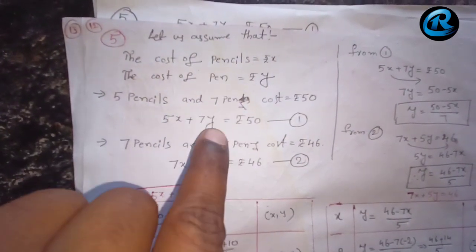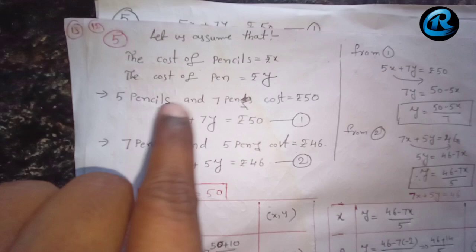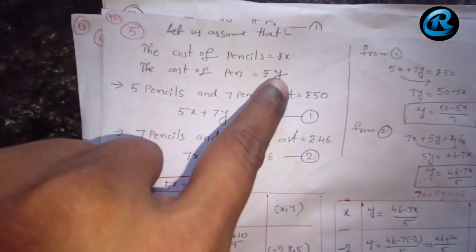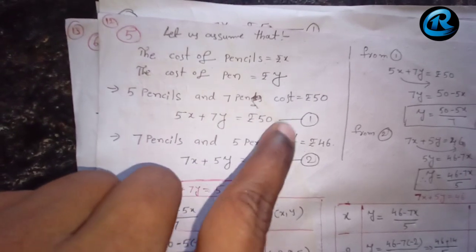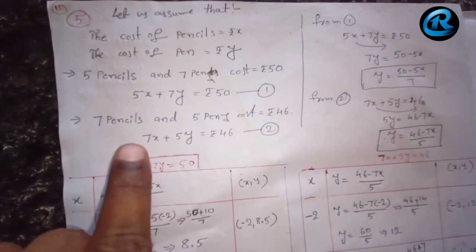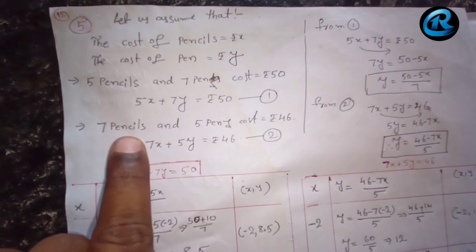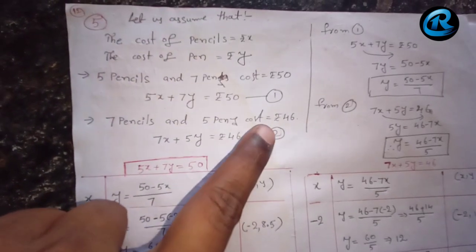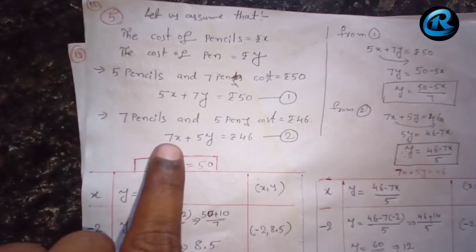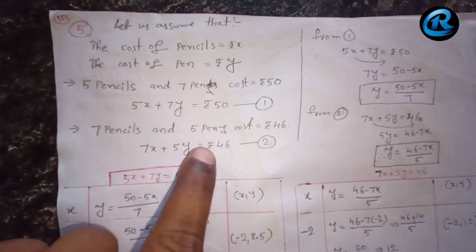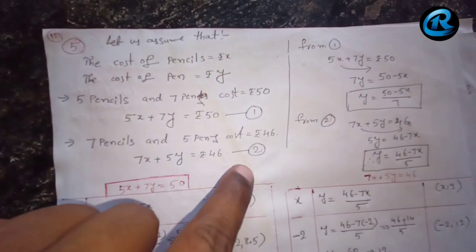5x plus 7y. 5 pencils we assume as x, so 5x. Pens we assume as y, so 7y equal to 50 rupees. It is equation number 1. Then 7 pencils and 5 pens cost 46 rupees. So 7 into x plus 5 into y equal to 46. You got equation number 2.